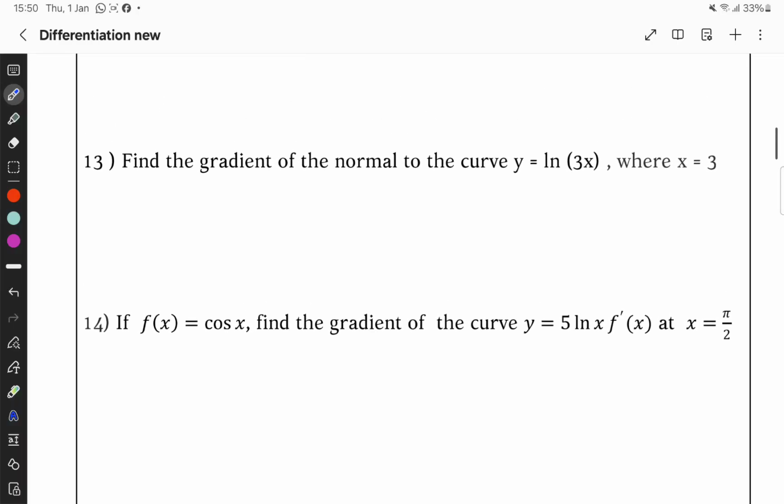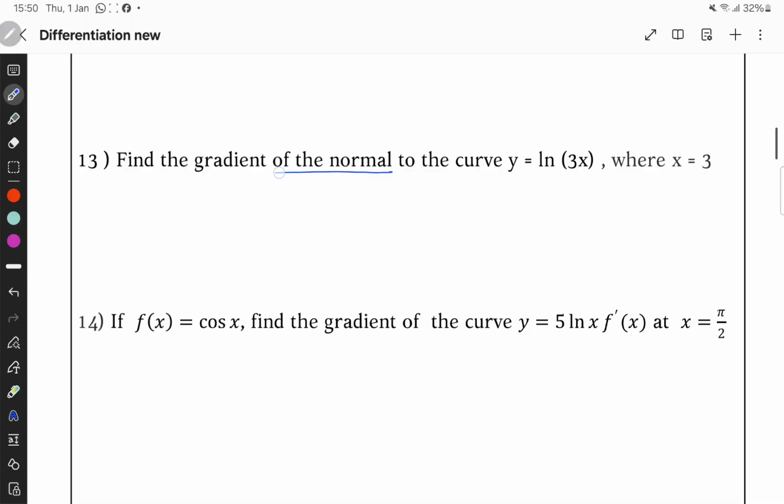Now, we are going to some questions like this. Find the gradient of the normal to the curve y equals ln 3x, where x equals 3. He said here the gradient of the normal. The gradient is dy over dx at a point, which gives the gradient of the tangent. He didn't ask me to find the equation of the normal, he just asked me to find the gradient of the normal. Everyone knows that the gradient of the tangent is dy over dx at the given point. But the gradient of the normal, we can get from the gradient of the tangent by changing the sign and flipping.